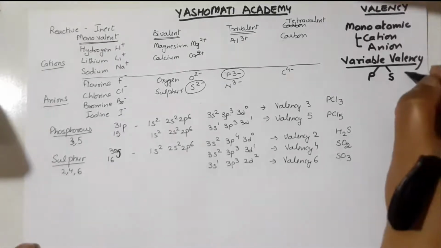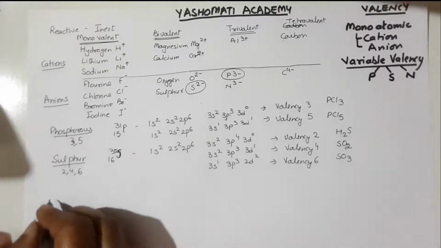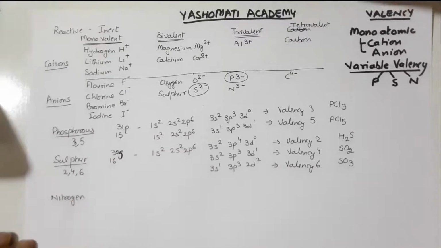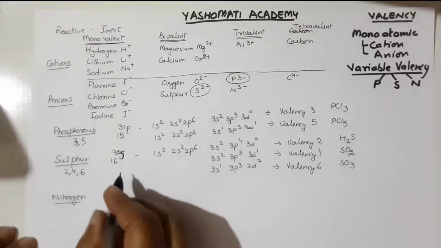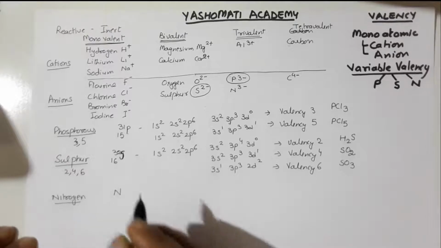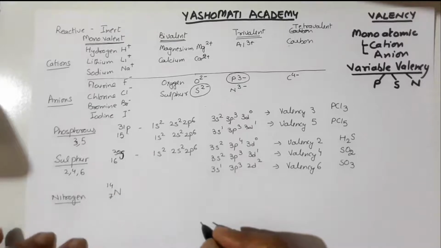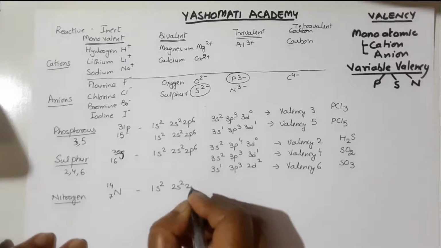Now we are going to take another example, which is nitrogen. Nitrogen also shows variable valency, but the reason is slightly different. Let us try to understand how nitrogen shows variable valency like valency 3 and valency 4. Nitrogen can be written as N, atomic number 7, mass number 14. So its configuration will be 1s2, 2s2 and 2p3.